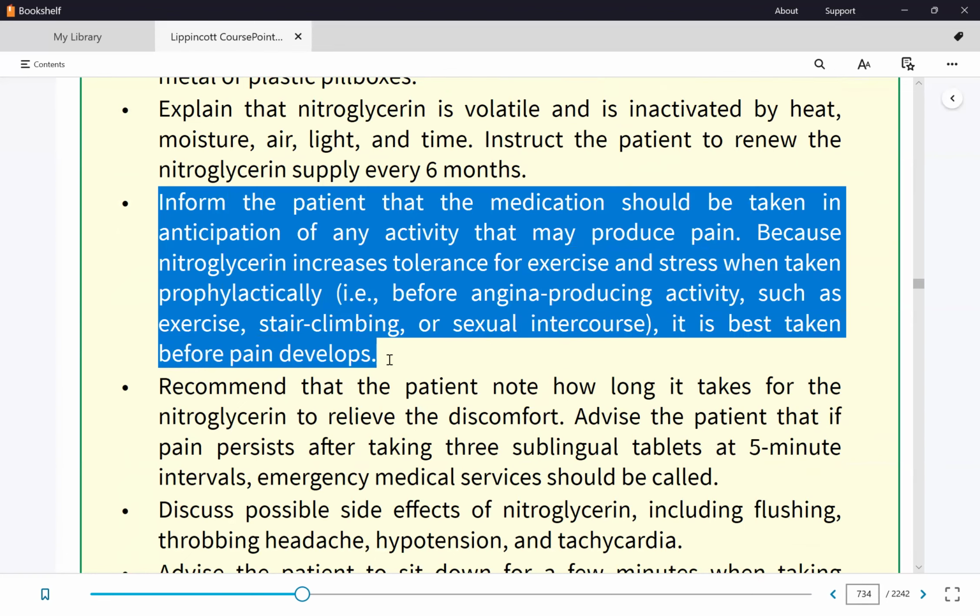Throw them away. We'll replace it. Okay, again, you can take it at the first sign of chest pain. Of course, do you continue the activity? No. Okay, you have to stop. Okay, so let's say it's in the middle of intercourse. Okay, just explain to your partner. Okay, we'll resume later, but we have to stop. Okay, I'm having chest pain.